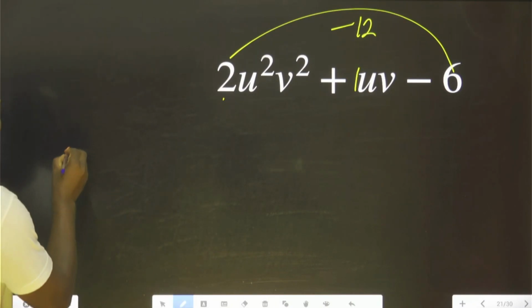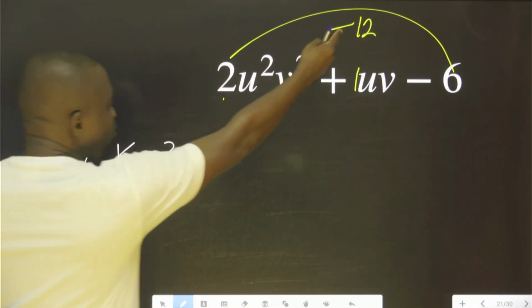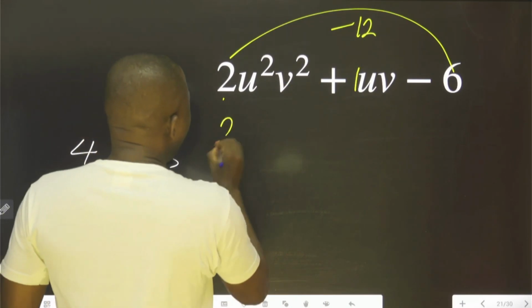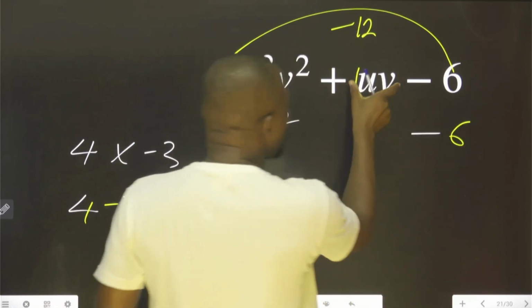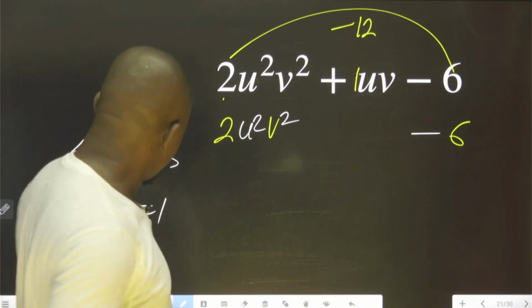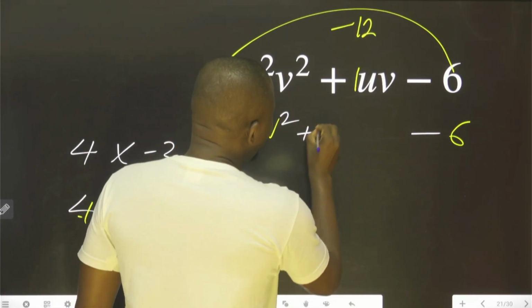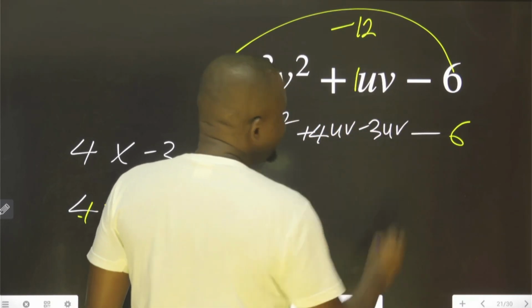That is 4 multiplied by minus 3. This and this will produce minus 12. 4 minus 3 will produce 1. Therefore, I will retain this first one. I will retain the last one. It's only this middle one I need to replace. Replace with what? 4 and minus 3. Plus 4UV minus 3UV.